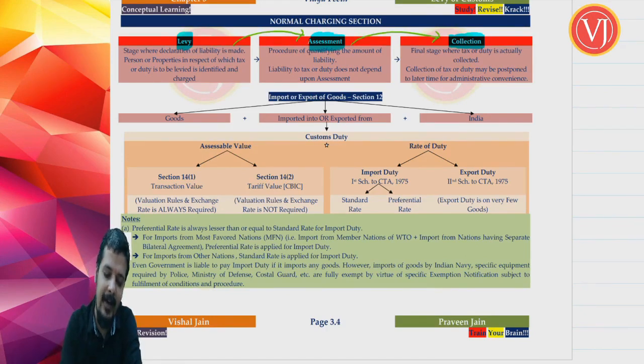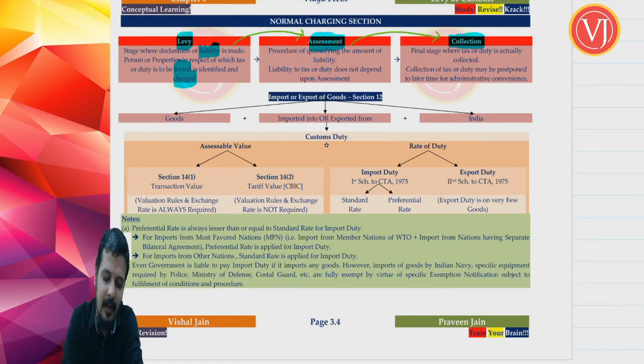Right. So understand that levy is the triggering point. Levy is the point where your liability is ascertained, whether levy is there or not, and only if levy is there the duty will be charged. Only after levy is there your duty will be charged, which is followed by assessment and collection.